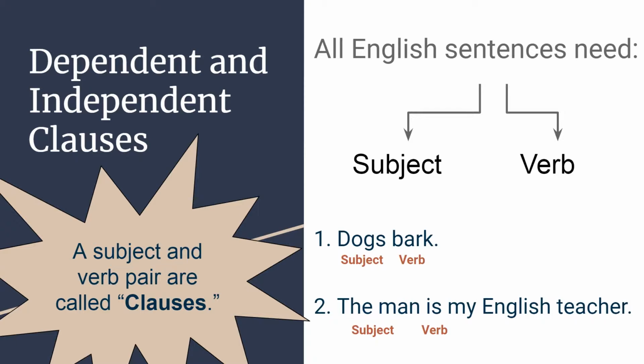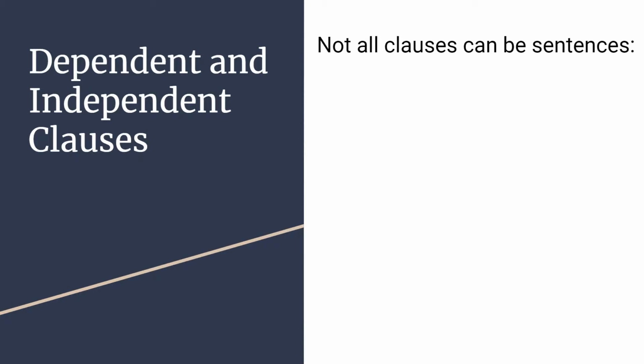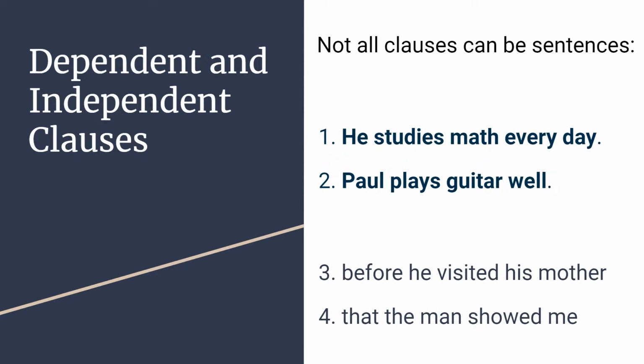And there's two types of clauses we want to talk about today. The first type of clause makes sense on its own. It does not require additional information to be a complete idea. First example that I have is, "He studies math every day." Great. I don't know how much he studies, but I understand the situation. If I want to understand the situation, I don't need any additional information.